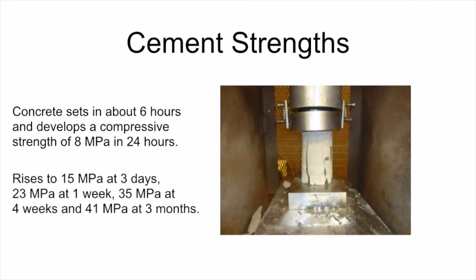A typical concrete sets in about 6 hours and develops a compressive strength of 8 MPa in 24 hours. The strength rises to 15 MPa at day 3, 23 MPa at week 1, 35 MPa at week 4, and 41 MPa at 3 months. In principle, the strength continues to rise slowly as long as the water is available for continuous hydration, but concrete is usually allowed to dry out after a few weeks, which causes strength growth to stop.